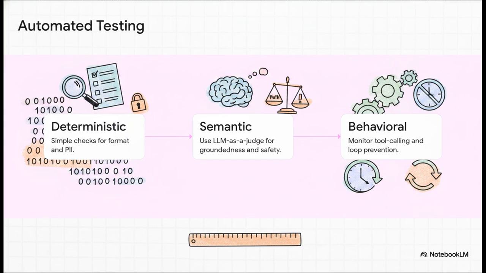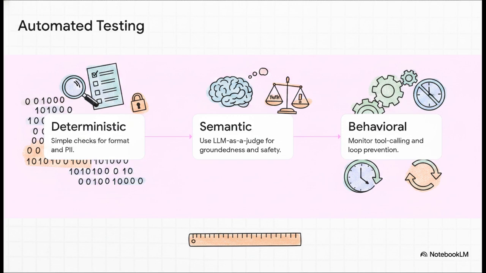And this brilliantly illustrates the 3-layer automated testing strategy we use to test against that golden data set. First up, we've got deterministic checks. These are your simple binary tests like checking for correct formatting or making sure absolutely no personally identifiable information, or PII, is leaking out. Second, semantic checks.